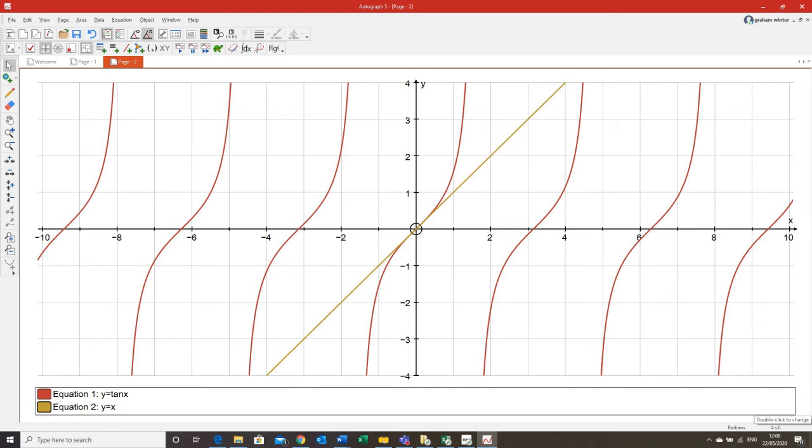Okay, let's have a look at tan now. There's the graph, and I've already superimposed the line y equals x on top of it. Again, the only unfamiliar thing about that is the scale on the x-axis, because it's measured in radians. But if you look again at the origin, that branch of the red curve and the olive line are very close together.